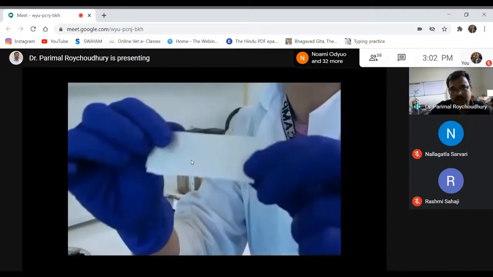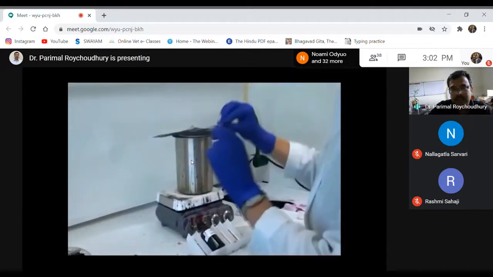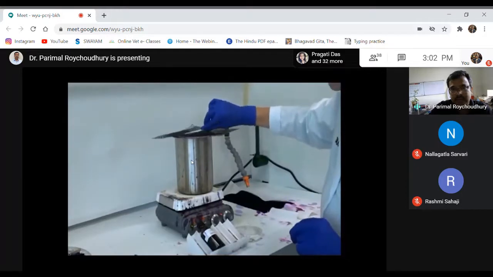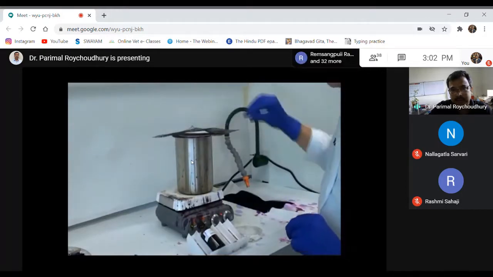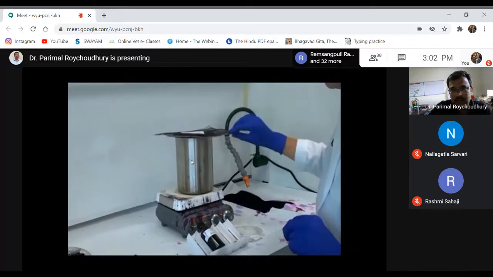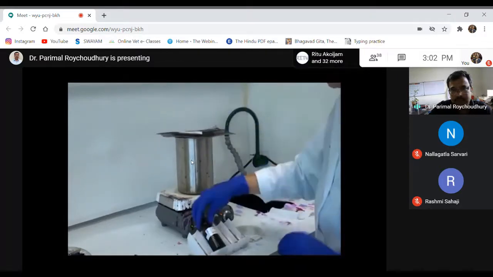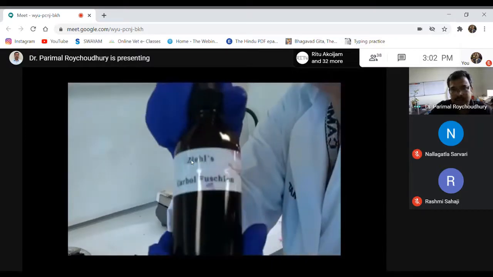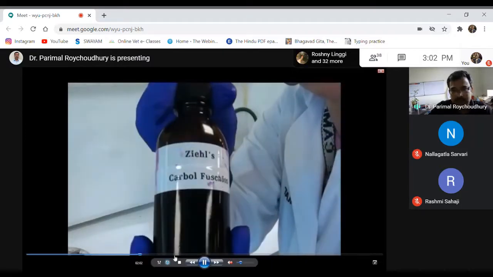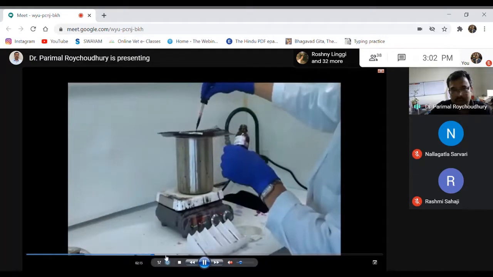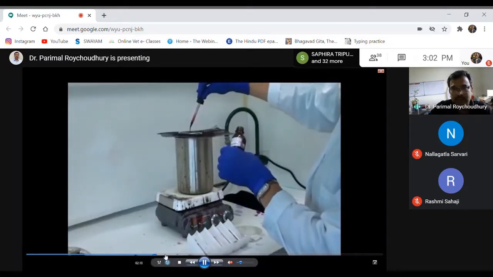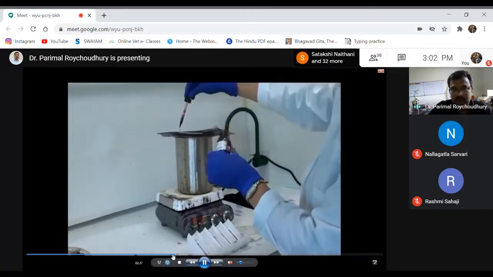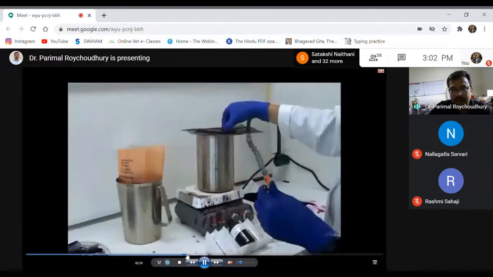So she's just covering it with blotting paper, and then she'll be applying strong carbol fuchsin above the smear. So the boiling water trough with steam heat is better in this staining technique. She's applying the carbol fuchsin with a dropper, wearing gloves properly. This is the right way. Then apply for 3 to 5 minutes.